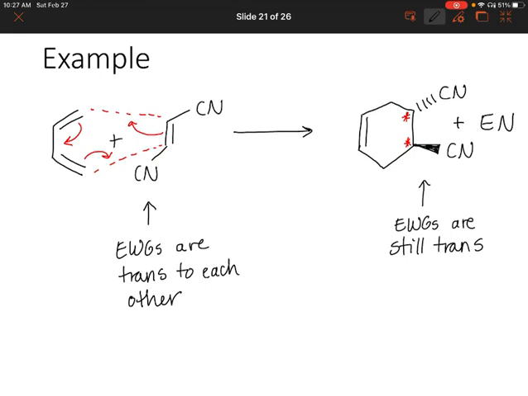Now, looking at our original alkene there, the cyanide group that's pointing away from the reaction, we're going to say is pointing out. And the cyanide that's pointing towards the reaction, we're going to say that's pointing in. And that can also have an effect on what our product will look like as well.